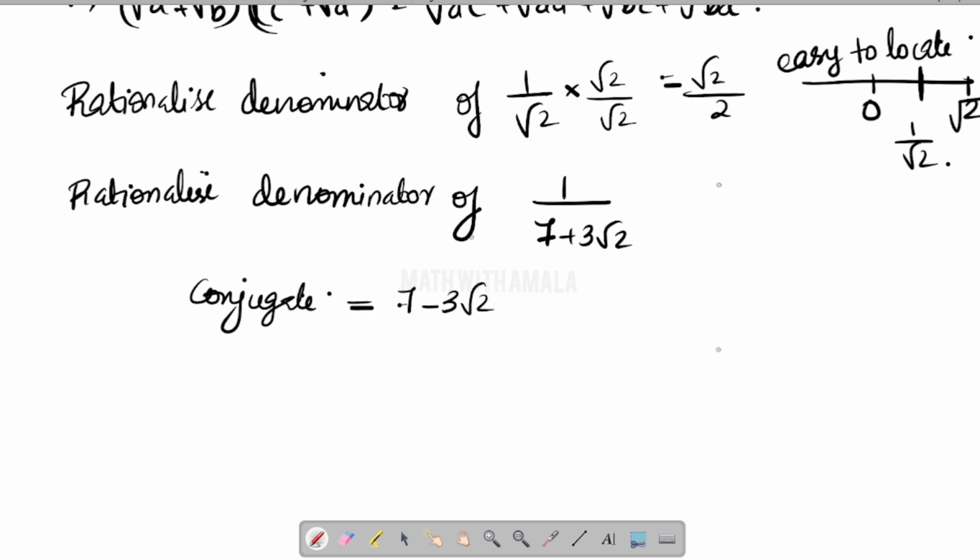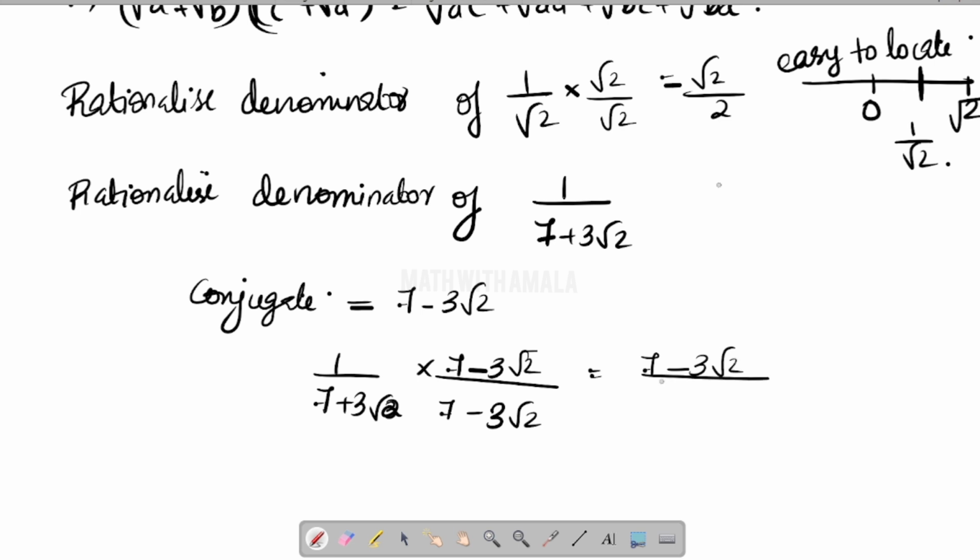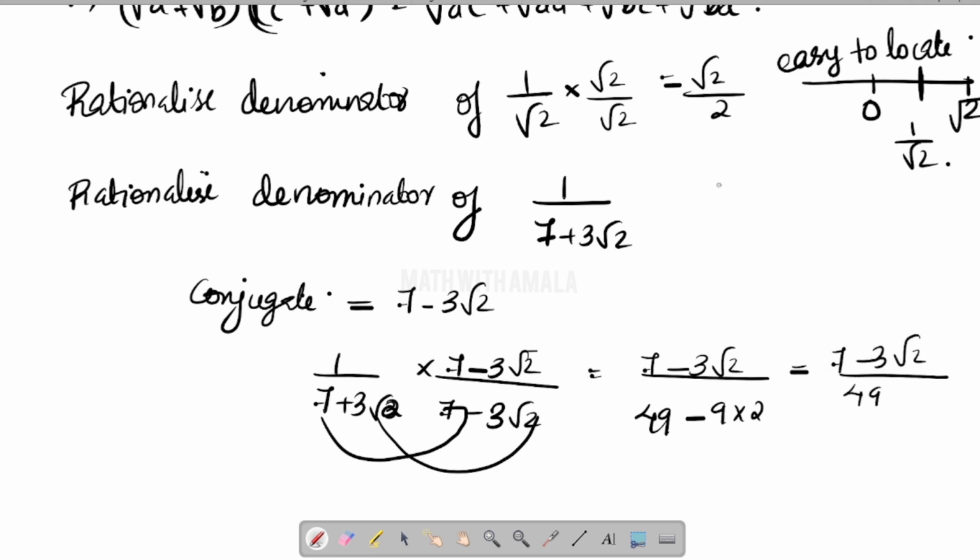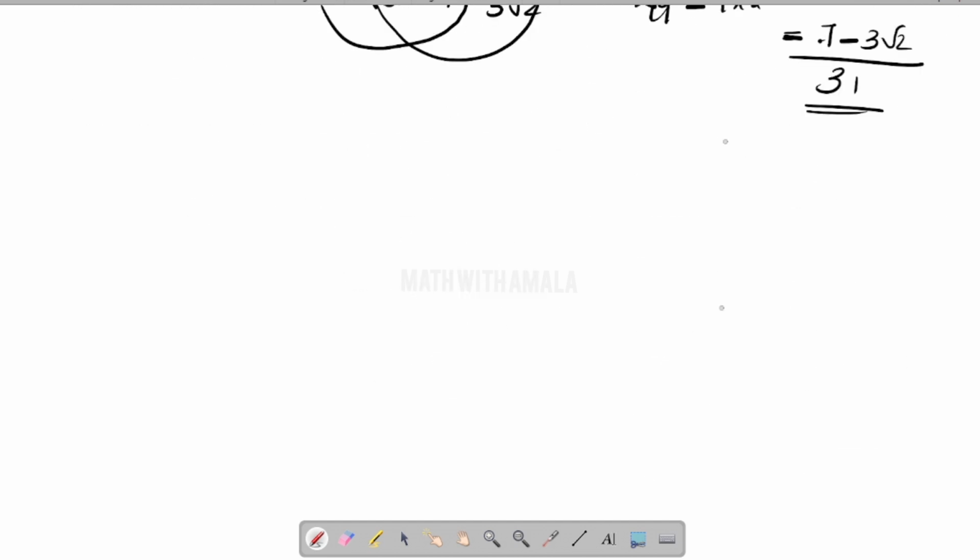Then rationalize the denominator of 1 by 7 plus 3 root 2. Here we will introduce the new concept conjugate. What is conjugate? Here we will change the sign of the irrational part of the denominator. Here 7 plus 3 root 2 will become 7 minus 3 root 2. This is the conjugate, and you will multiply it on the numerator and denominator. Then you will get 7 minus 3 root 2 divided by, that association will be done there, and multiplication also done. Then 49 minus 9 into 2, that is 7 minus 3 root 2 divided by 49 minus 18. Answer is 7 minus 3 root 2 divided by 31.